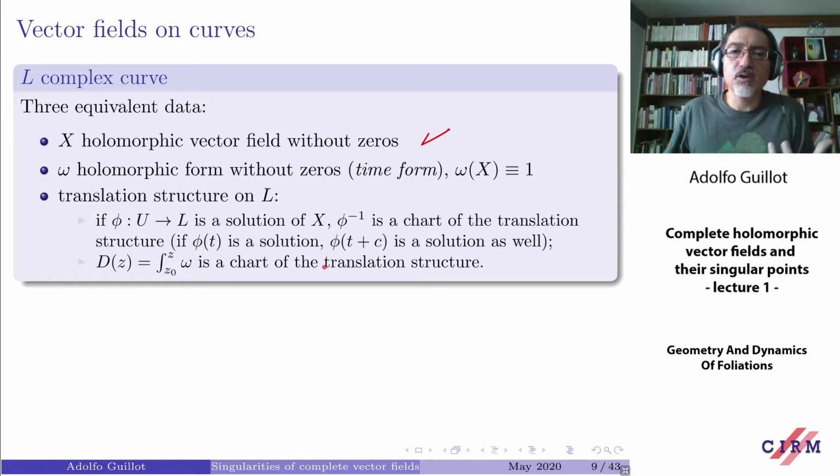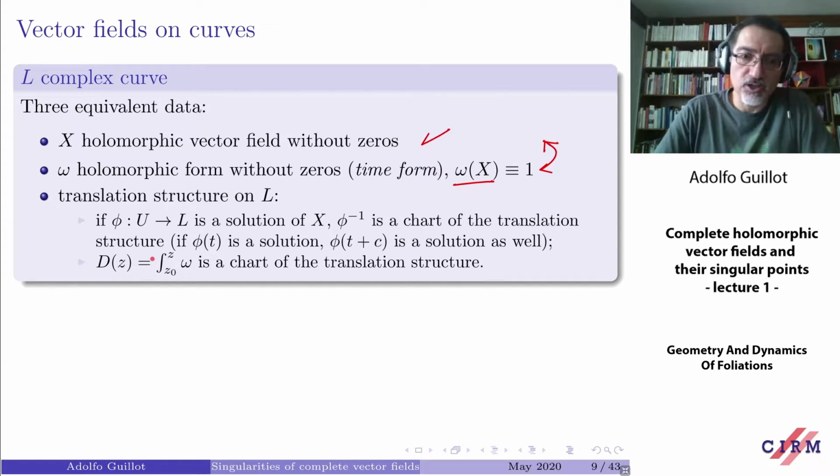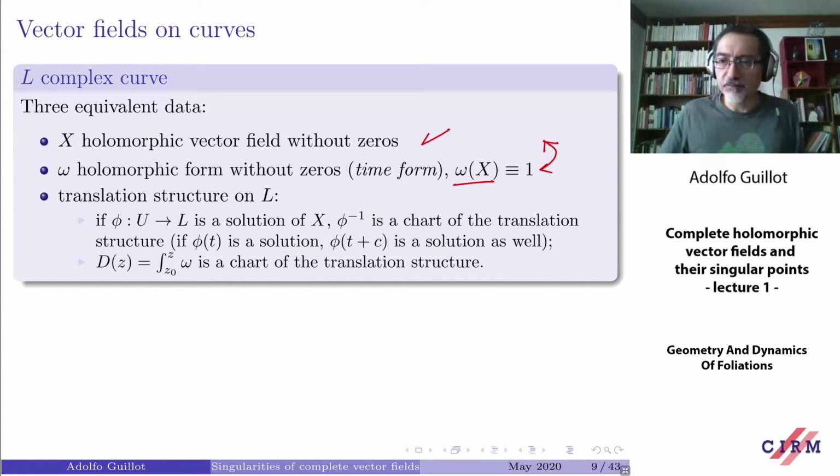And then equivalently, one may consider a form that is adapted to the vector field in the sense that when you evaluate your one-form on the vector field, it gives you the constant one. So these two things are equivalent. You can go from the vector field to the form and vice versa. And the third thing that you can attach to it, all these data will be equivalent, is a translation structure on L. This means on L, your leaf.